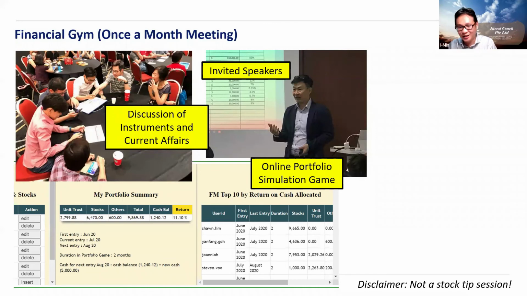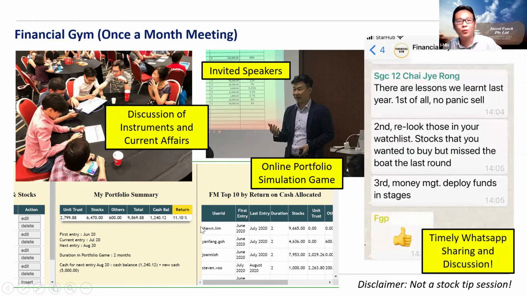At the end of the session, we don't give a prize, but really the learning from this portfolio game is very interesting. At least you can see we will talk about results from real-life allocation rather than theory. Also, this is the financial gym. And of course, if there are any questions, you don't have to wait for the gym.